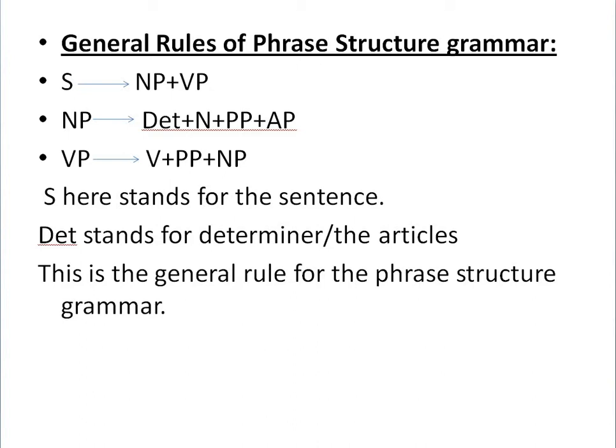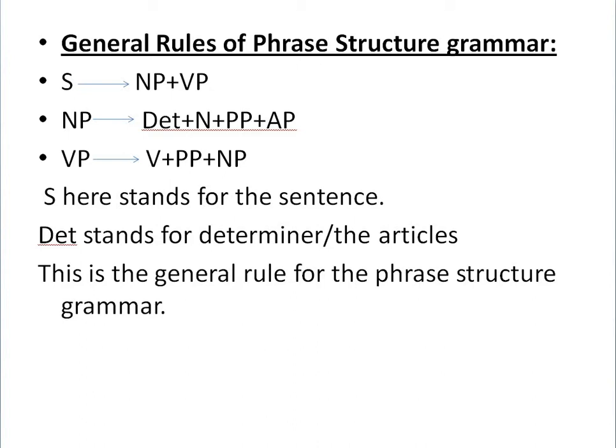Now noun phrase and verb phrase. A noun phrase further consists of a det, meaning determiner, that is the determiners or articles, like the, a, and an. For example, we say the man. This is a noun phrase. The is a determiner, and man is the noun. So in a noun phrase, there can be a determiner, a noun, and a prepositional phrase or an adjective phrase. Later in this lecture we will discuss how these divisions are made. Then the verb phrase. A verb phrase consists of a verb, a prepositional phrase, or a noun phrase.